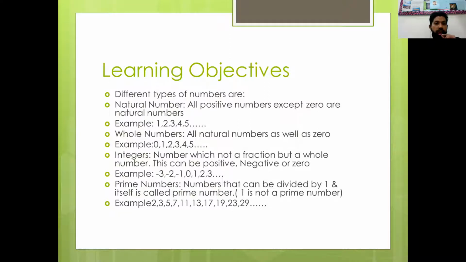Number 4 is very important, prime numbers. Numbers that can be divided by 1 and itself. I repeat again, it's most important. Numbers that can be divided by 1 and itself are called prime numbers. But 1 is not a prime number. I will tell you the reason in the next slide why 1 is not a prime number.